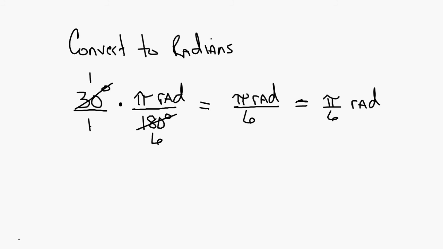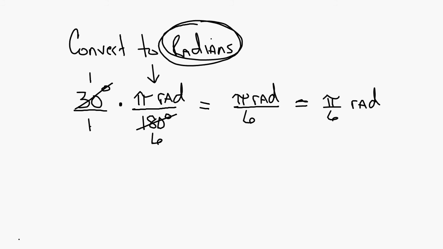Whatever you're converting to has to be in the numerator. So you're going to be multiplying by either pi radians over 180 or 180 over pi radians, right? Whatever you're converting to has to be in the numerator, because that's the unit measure that's going to stick with your answer. The denominators are going to get canceled out.